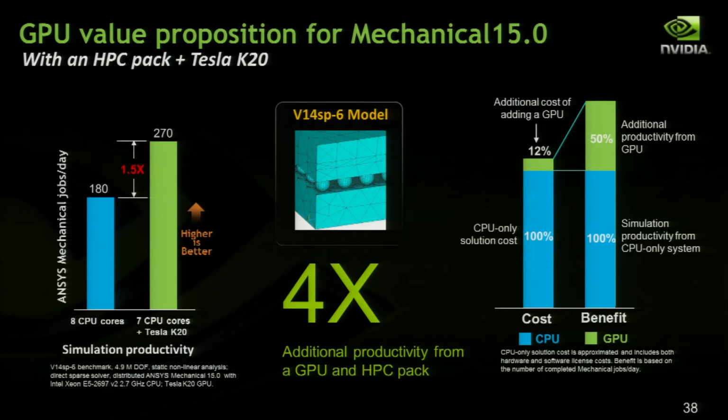Same analysis, same problem, but done with the HPC pack, where you are getting 1.5x productivity on your simulations. That 50% acceleration is now converting into 4x additional productivity. So when you consider GPUs, you need to look not just at the acceleration, but at the value of the acceleration, both in terms of your investment and other factors such as time to market. So this is a key takeaway.